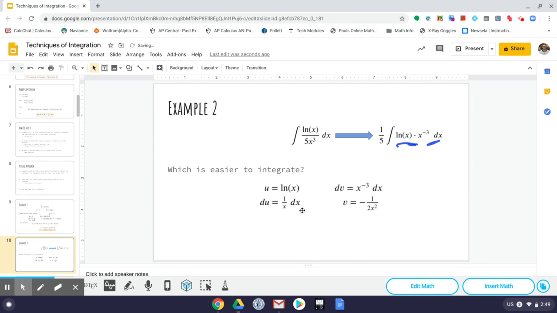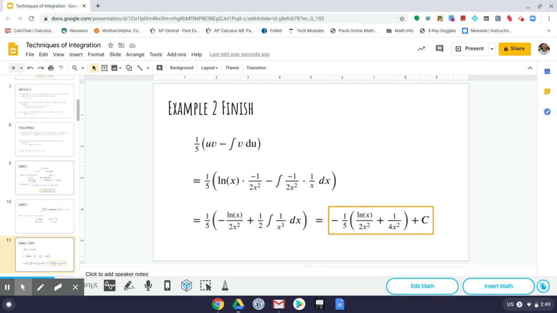Okay, now I've got these pieces. If I've got all 4 pieces, I'm going to plug it into the formula and let the formula do the work. So 1/5, that 1/5 hangs all the way on the outside, because I took that constant out from the original function, multiplied by uv minus the integral of v du. Plug in my pieces. I know u equals natural log. I know v equals negative 1 over 2x squared, minus the integral of v, again negative 1 over 2x squared, multiplied by du, which is 1 over x dx.